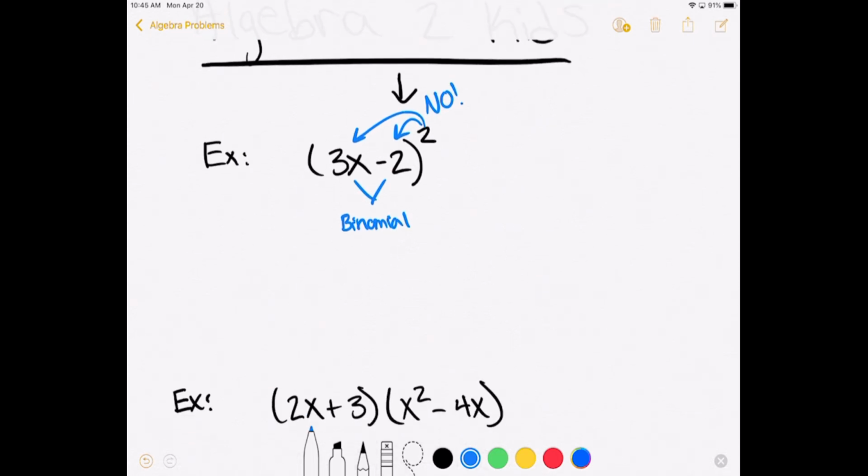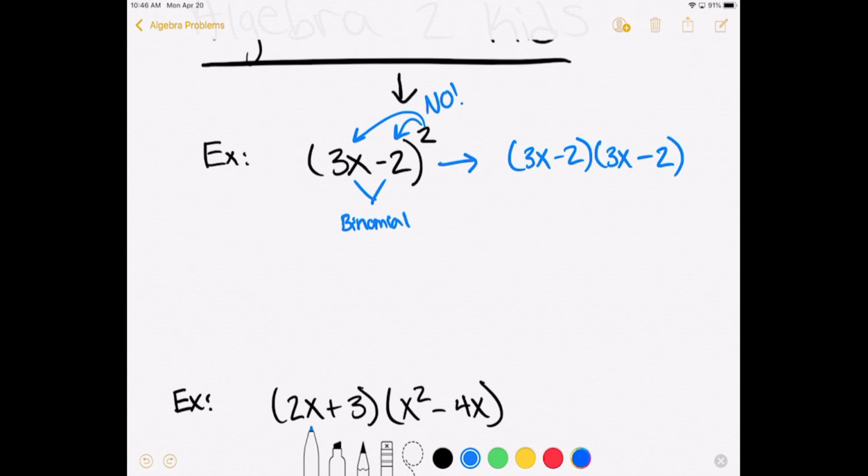What you can do is, we know how exponents work. When something's squared, there's two of them. So I'm going to write out two of these 3x minus 2's. And then we should know anytime we have a binomial times a binomial, we are going to use the FOIL method, okay? Which stands for first, outside, inside, last.